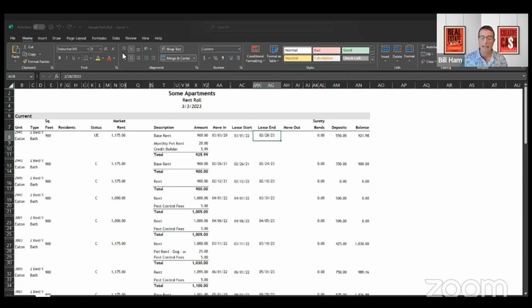So if a tenant has a positive balance, like we see tenant number 1 here has a positive balance of $921.98, that means they owe us $921.98 in back rent. If they have a negative number in here, that means it is prepaid rent. That means we actually owe them rent. So that's good. They've paid into the future.